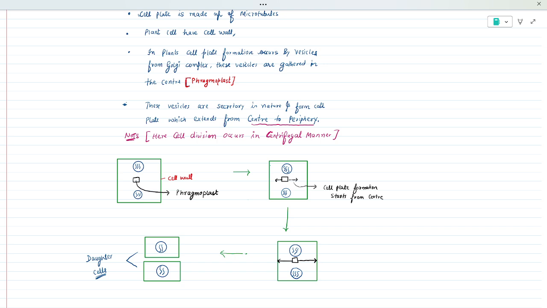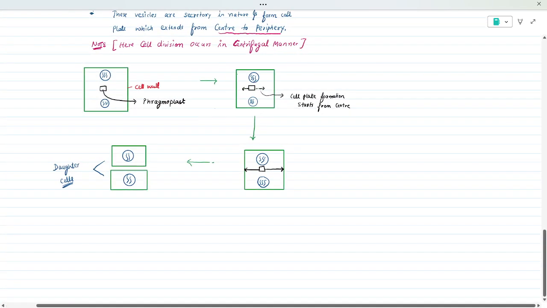So we can say cell division is in a centrifugal manner, and this is explained in the diagrams. That is a phragmoplast complex. It will secrete cell plate substances, and these cell plate substances are secreted from the center and extend towards the periphery. We can see here it is extending towards the periphery. Ultimately these are separating the two daughter cells.